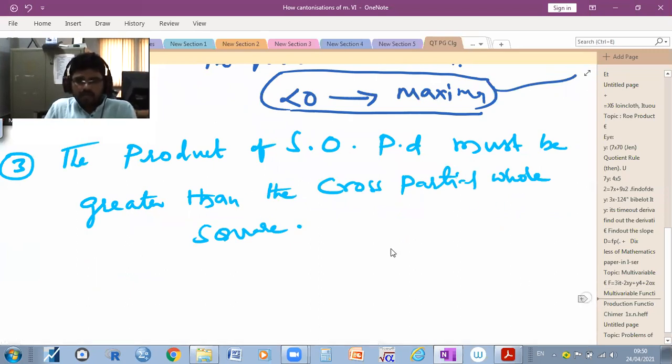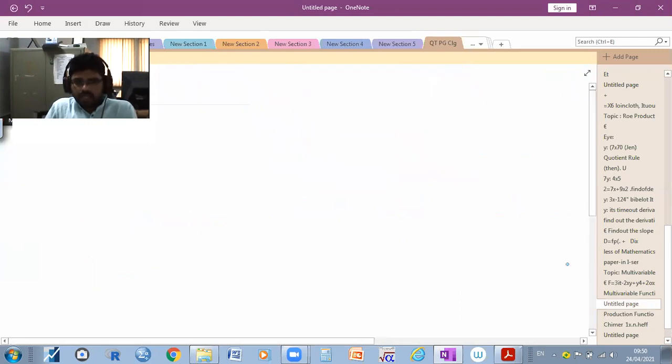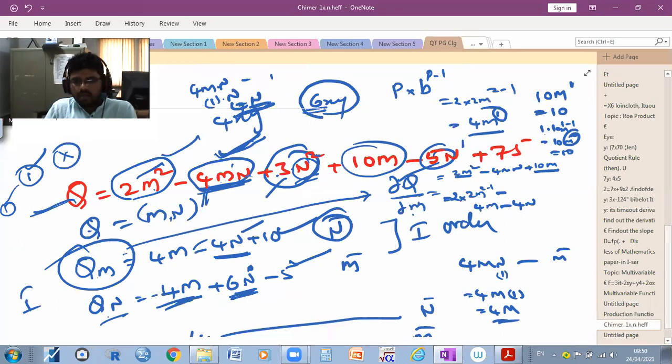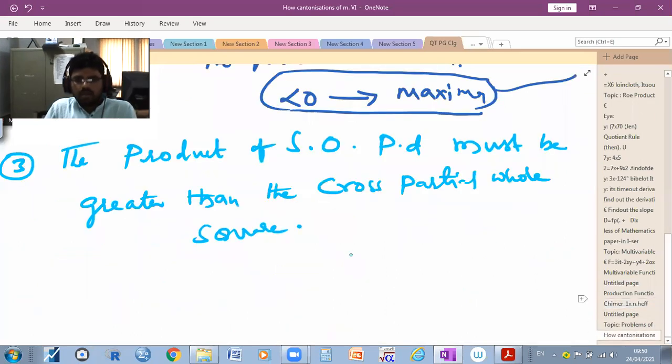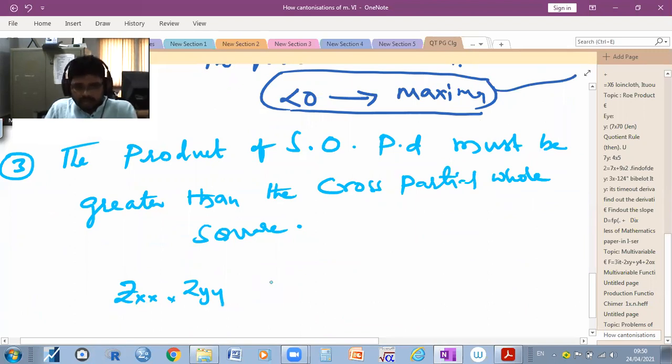For example, here what I am writing, see the second order. What is the second order? So here zxx and zyy. So here the product of second order, nothing but we should multiply this into this. Okay. So second order partial derivative must be greater than cross partial whole square. What is the cross partial whole square? Zxy or zyx.